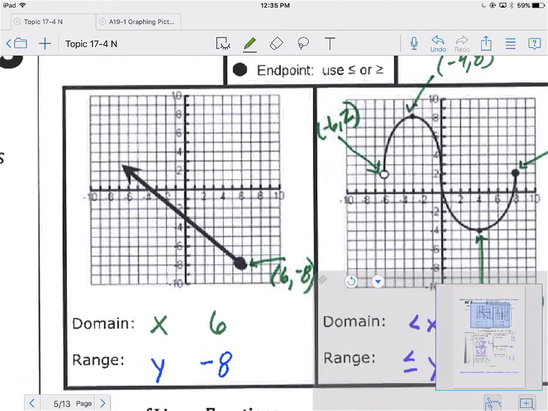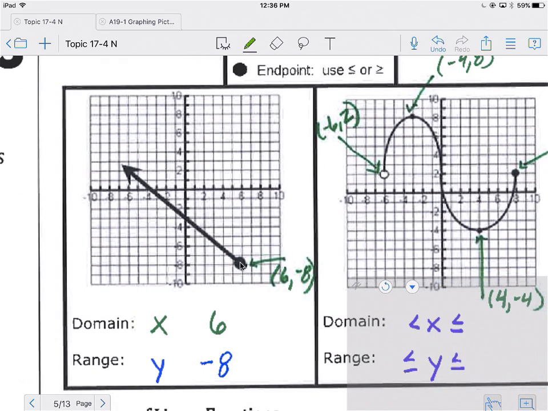So here we're given this graph. We have a starting point at 6, negative 8, and we go across the line. So looking at my domain, my x's are going that way. As I follow the line, my x value, remember x's go across, starts over here, and my x's go this way. So my x's are at 6, 4, 2, 0, negative 2, negative 4, negative 6, negative 8. So my x's are getting less than the number that they started at. So my x's are getting less than 6.